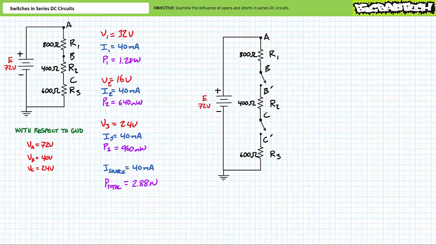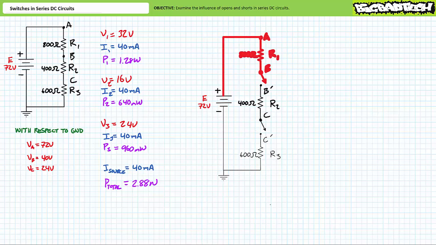If you said anything other than across the open, you're wrong. Given a 72 volt rise, all voltage will be dropped across the open. More appropriately, which open? The answer is across the large open from node B to node C single prime.